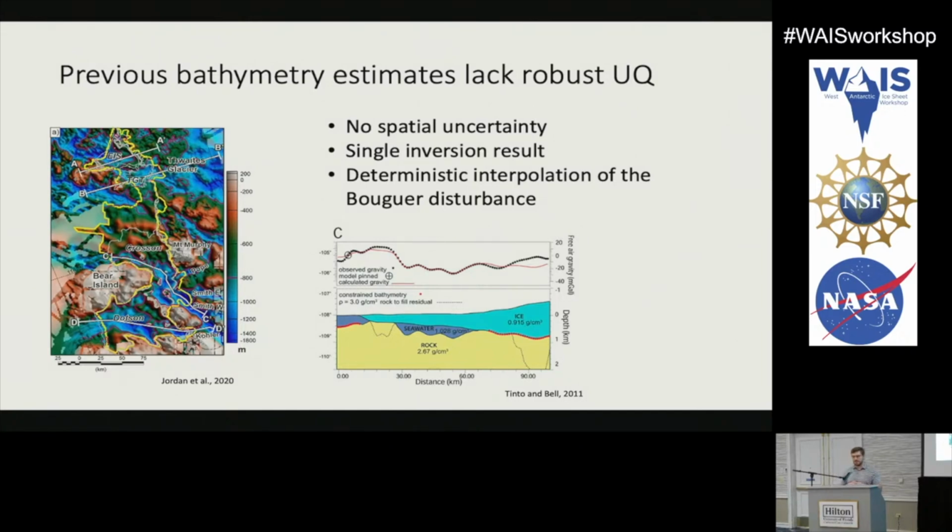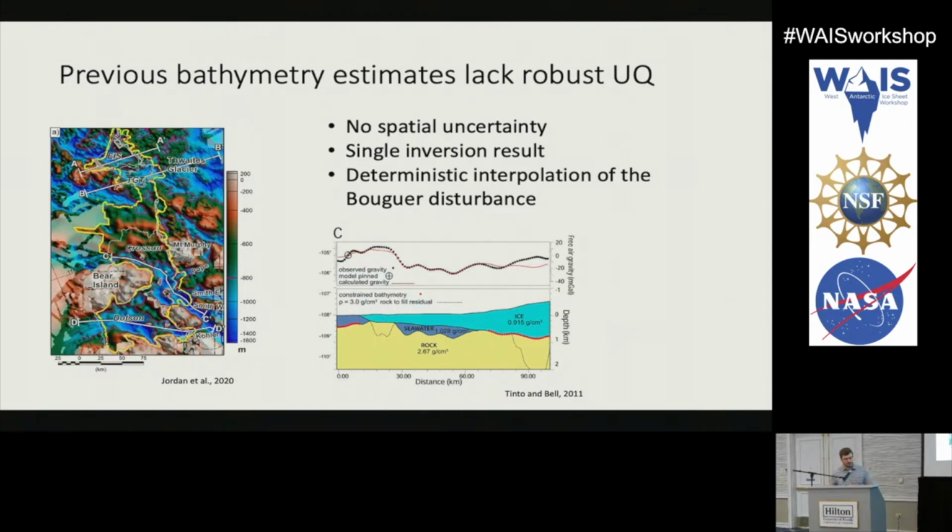However, previous bathymetry estimates have not robustly quantified uncertainty because they haven't produced a spatial uncertainty. So we just have single error budgets. They've produced single inversion results. And they've used deterministic interpolations of the Bouguer disturbance. And I'll talk more about what that means in a second. But basically that means that we have only one version of what the subglacial geology might look like.